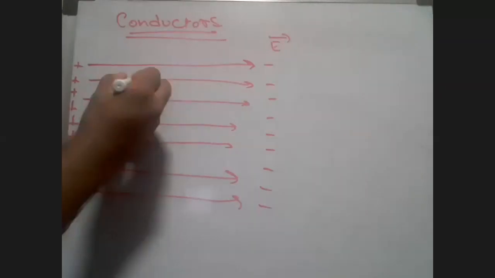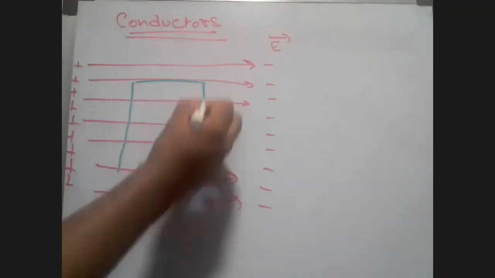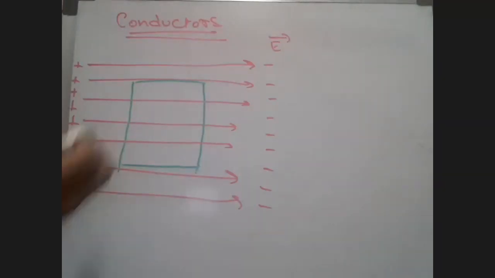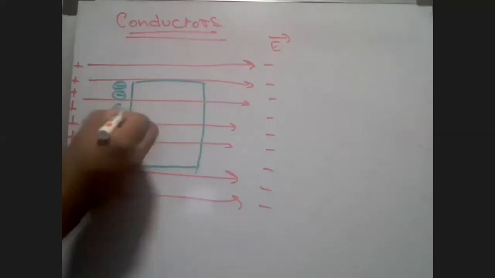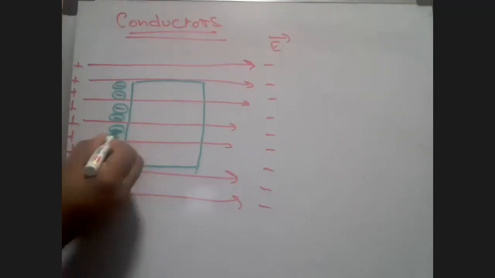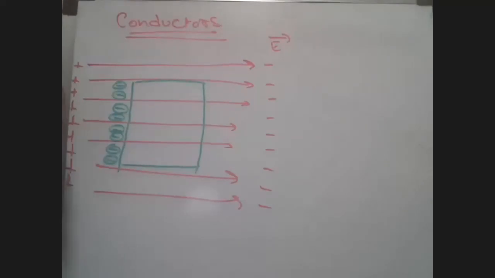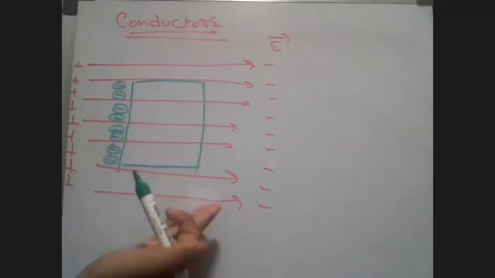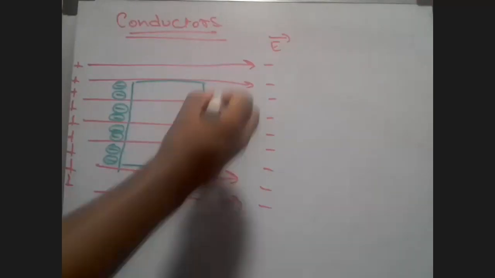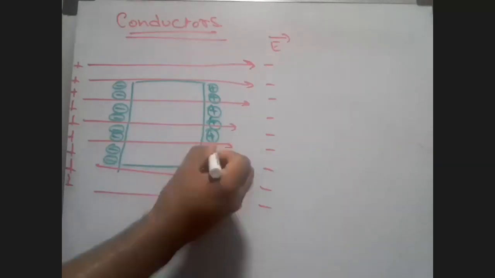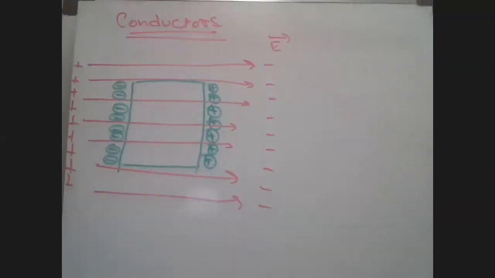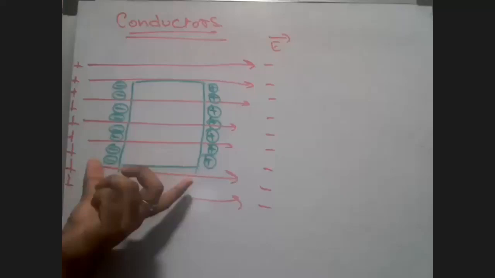I take a conductor. A conductor has many electrons in it, and all the electrons in it are going to be attracted to the positive charges caused by this external electric field. So all negative charges, or electrons, come this side. The positive charges are going to repel the positive charges within the conductor, so they come this side. These are all positive charges. So ultimately, there is going to be an electric field.